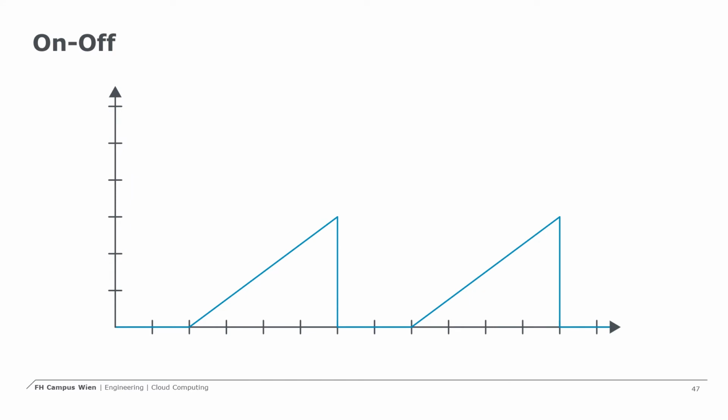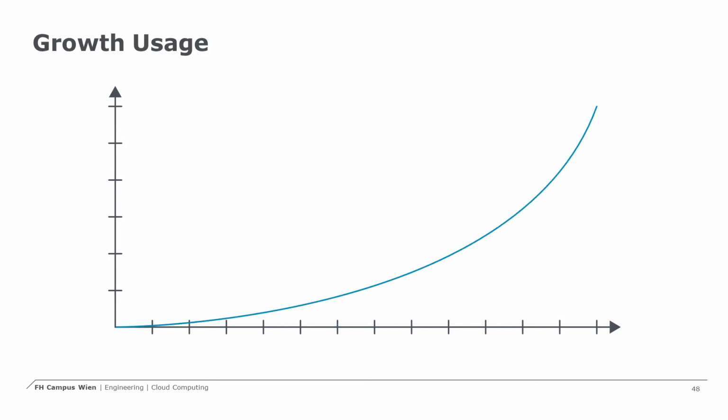On-off usage. This usage is typical for batch processing. Machines are only started when there is a workload, for example, video conversion, machine learning training job, etc. Growth usage. Projects that see a growth curve often opt to use a cloud provider as well, since buying hardware in larger quantities typically takes 2 to 4 months.